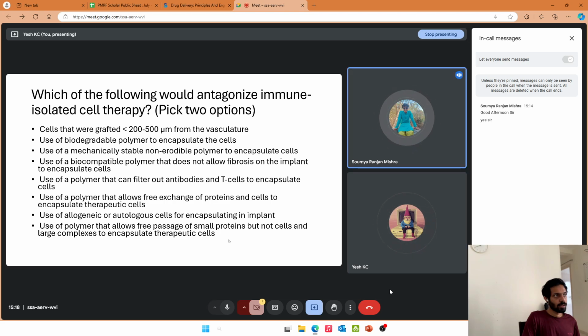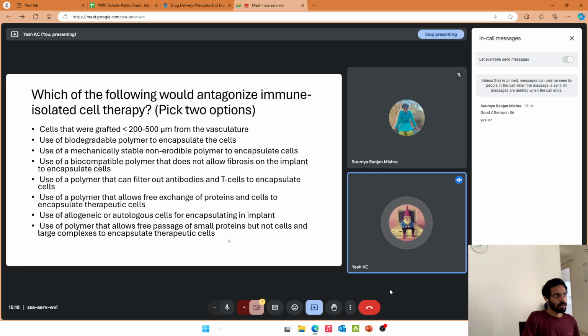Sir, I have a doubt on this question. I was not clear about how immune isolated cell therapy is different from the other techniques. Yeah, what was the doubt?